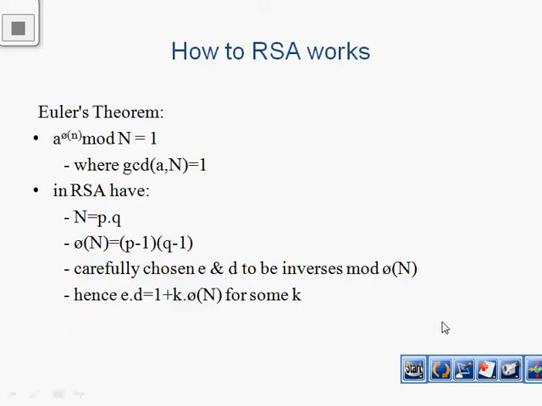See how RSA works. Using Euler's theorem, you find the greatest common divisor value and calculate N and φ(n), and then carefully choose an E and D value. E is a public key, it's also known to all. But D is a secret key, it is only known by the user.